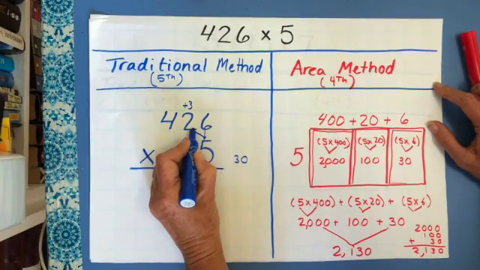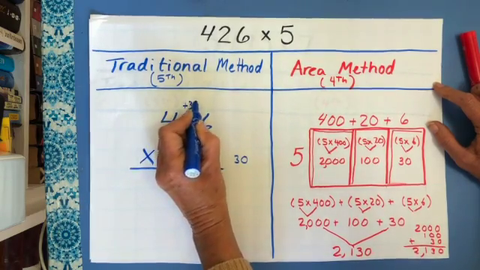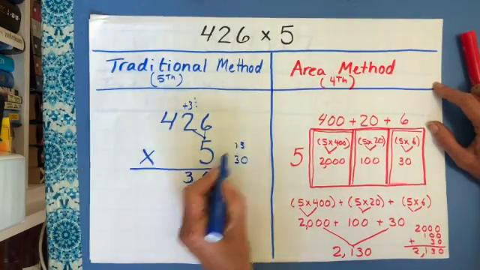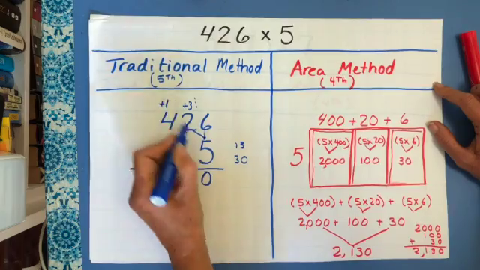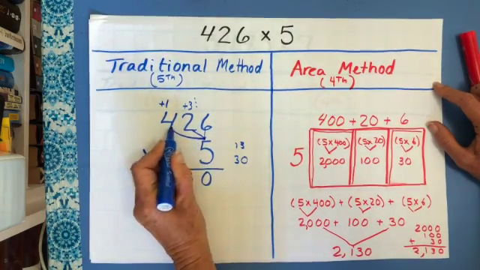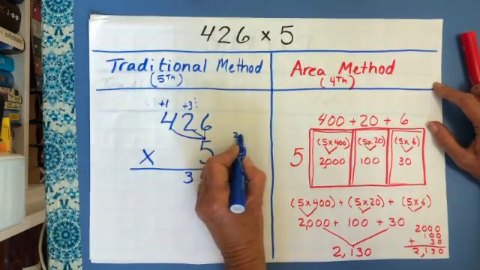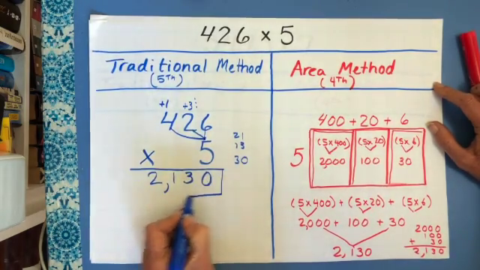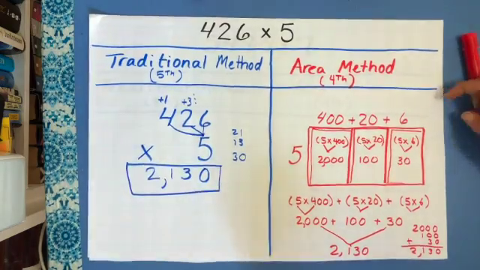Then 5 times 2 is 10, 11, 12, 13. So I got 13. The ones place goes down. The tens place goes up. And then I do the last one. 5 times 4 is 20, plus 1 is 21. So then I've got my number, and you'll see I got the same answer. Okay.